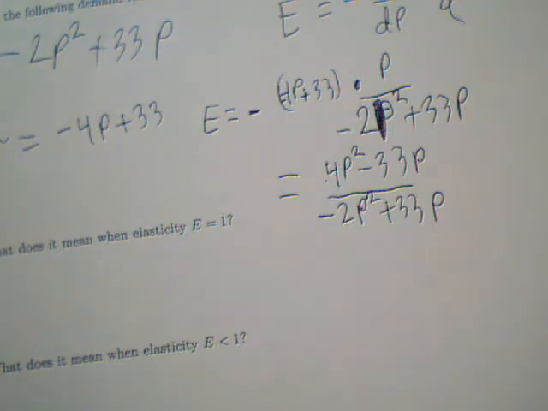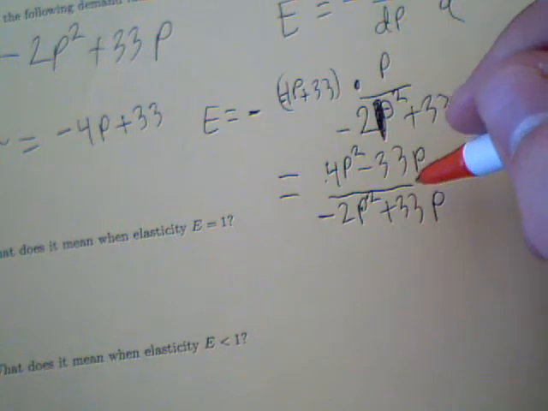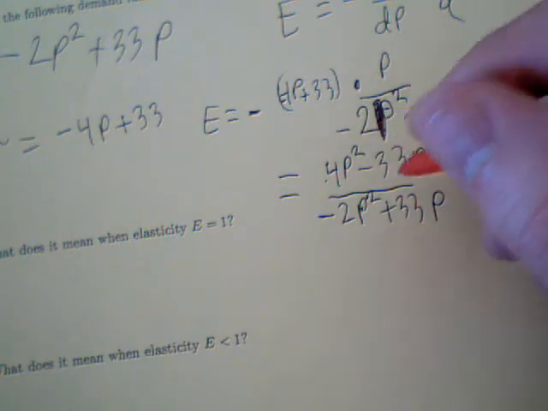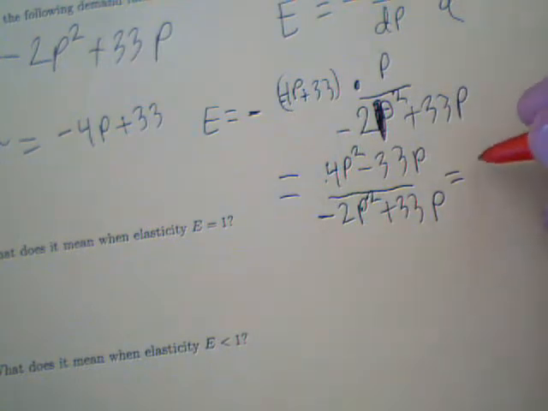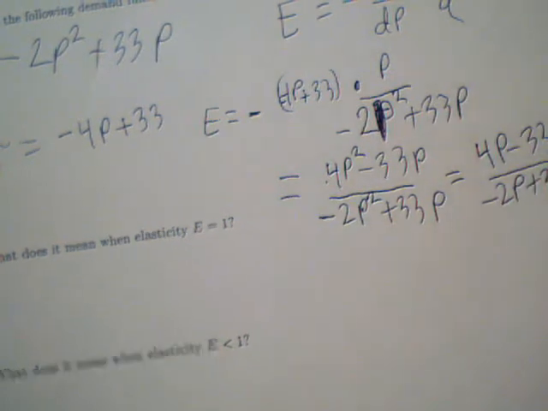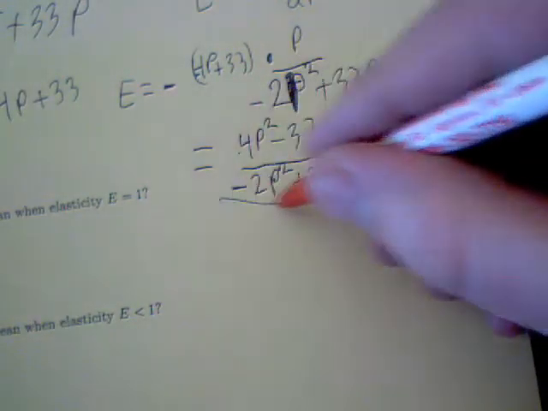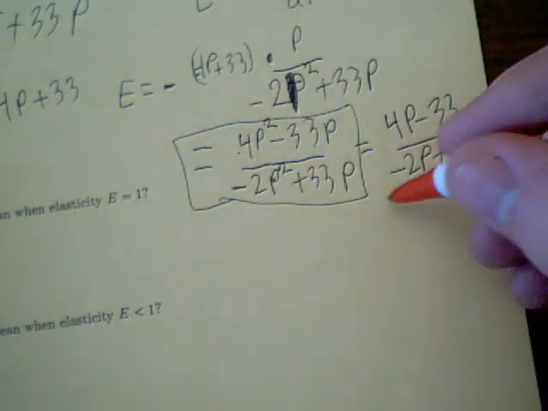Well, one thing you can do here is, if you're real careful, you can cancel out some P's. But you gotta do it real careful, and you end up with 4P minus 33 on top, and negative 2P plus 33 on bottom. And so either of these two would be accepted as a final answer.